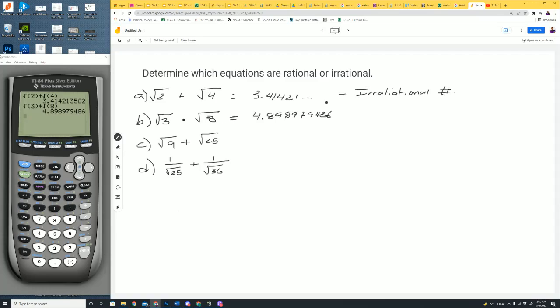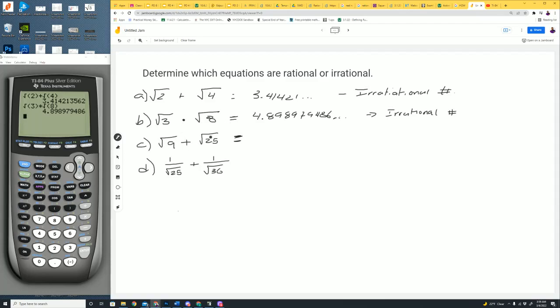486, and even though it stops there, it actually would keep going. The calculator just doesn't give you any more than that. So this here is another irrational number. Now it's irrational because those values are not repeating, they're not terminating, so it cannot be a rational number.